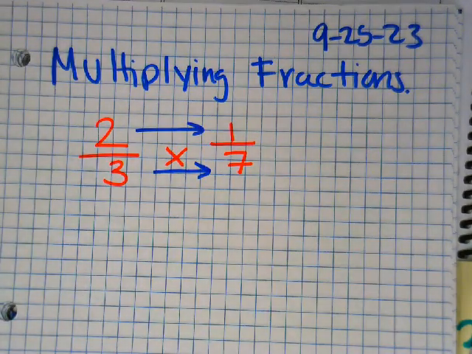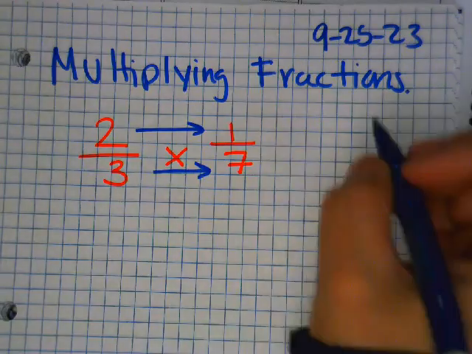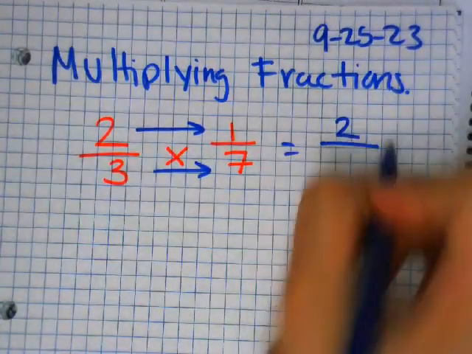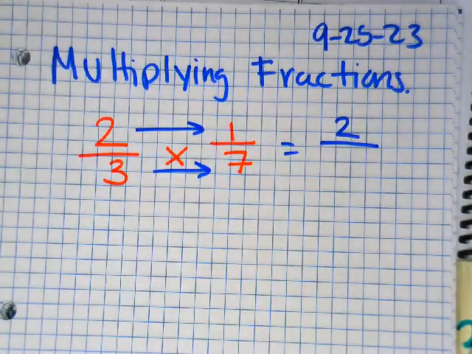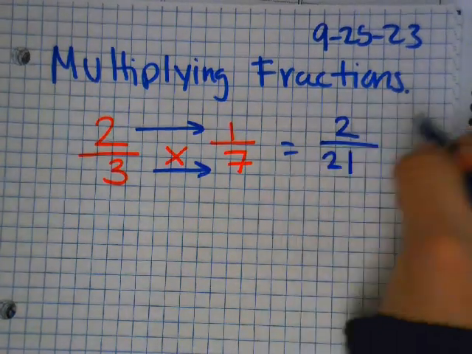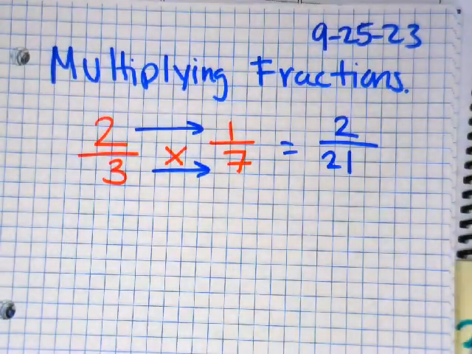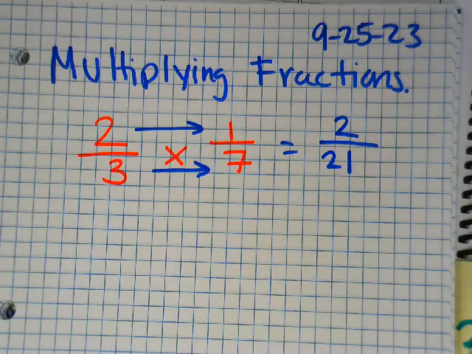Yep. So 2 times 1? 2. 3 times 7? 21. And you're done. That's it? That's it. Well, this one you don't have to simplify, so you're done. That's actually so easy. Okay?